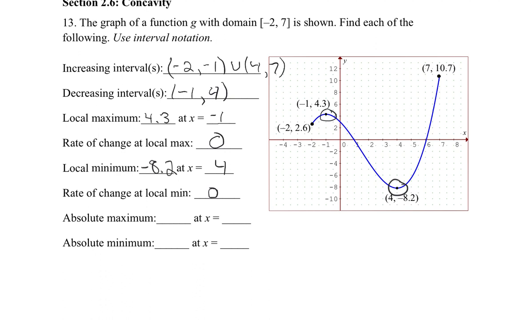Now, moving on to the absolute maximum and absolute minimum, we will now consider the endpoints of the function. So now we look up here and we see that one's a lot higher than anything else. So our absolute maximum is 10.7 at x equals 7. And our absolute minimum, even though we're considering the endpoints, is still the point at x equals 4, -8.2.